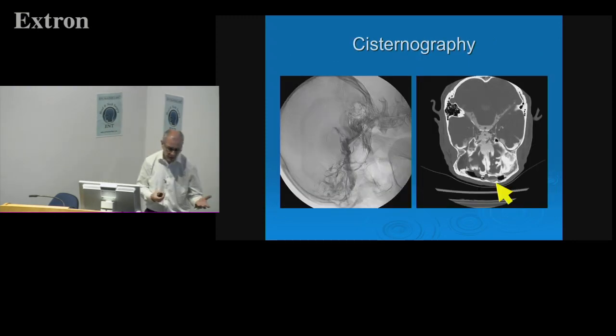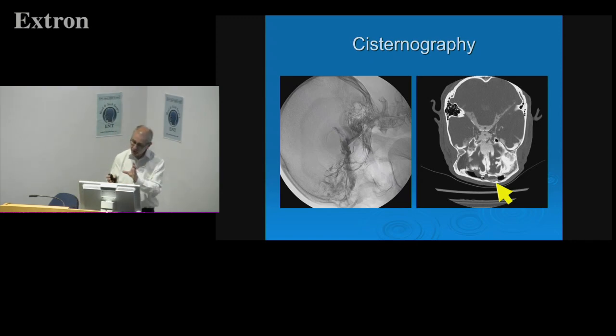When we're looking at these leaks, we use cisternography. You can see that these are quite complicated. Yes, these plain films are taken in cisternography, but to be honest, the thing we pay attention to is this. This is more to do with positioning, making sure we get the contrast where we want it to be with the positioning of the patient. And this is actually what leads to diagnosis.